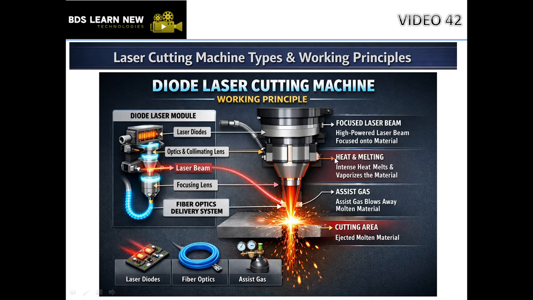Second thing, heat and melting. Intense heat melts and vaporizes the material. Then we have the assist gas. Assist gas blows away molten material, right? So what does this assist gas do? Assist gas blows away molten material. Then we have the cutting area, ejected molten material, right? So three things are there: laser diodes, fiber optics, and assist gas, right?